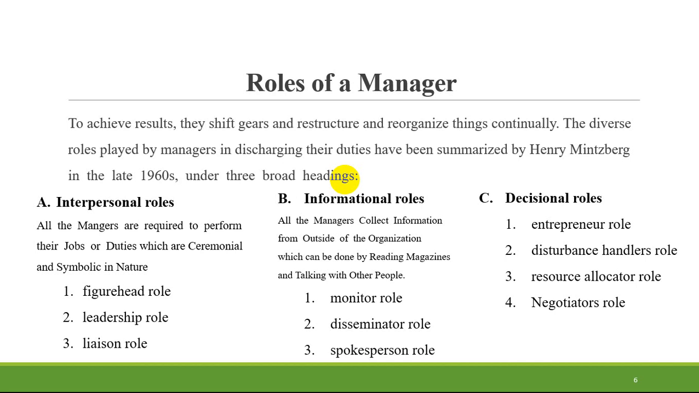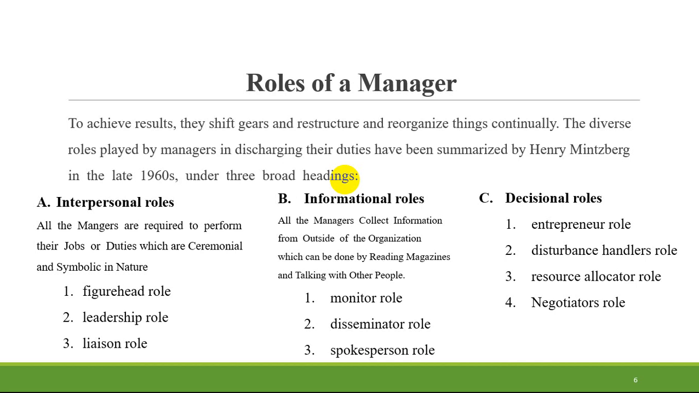Disseminator roles are those roles which distribute information to the inside of the organization, to people who are otherwise inaccessible to that information. So you collect the information from outside. Now you have to distribute that information and discuss it with the inside of the organization and your staff. So that is the disseminator role of the managers, which is under the informational roles which we have.